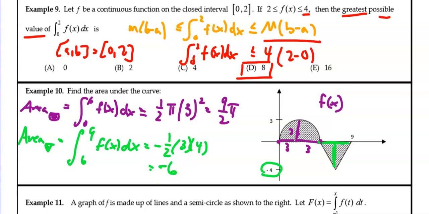So this answer, ladies and gentlemen, is simply going to be a combination of these two things. So this answer is going to be 9/2 pi minus 6. And that's it for that question.